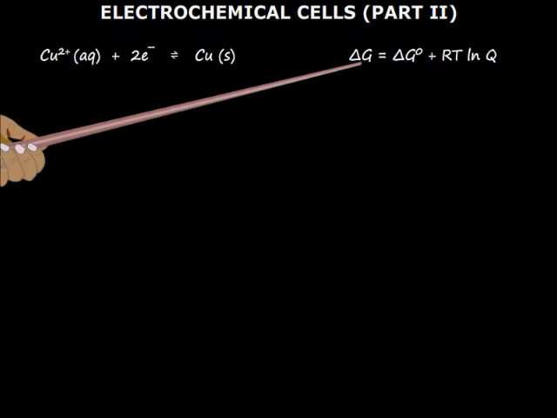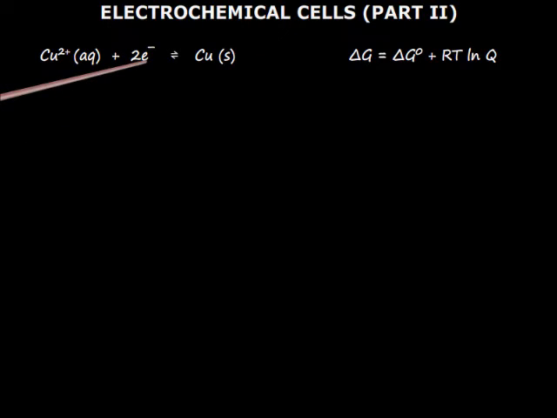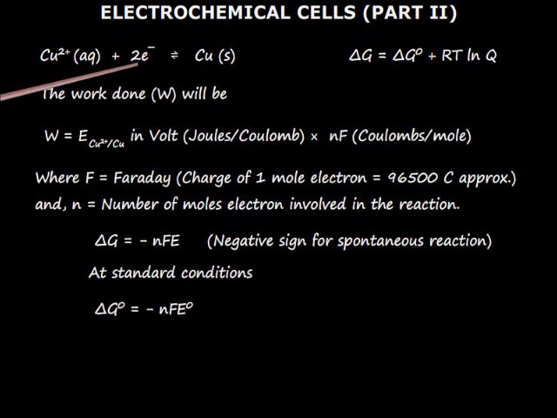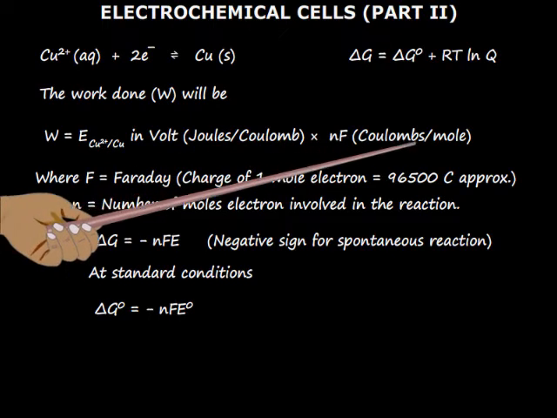Now this free energy of the reaction is responsible for electron charge flow in the half cell. For 1 mole of copper deposition, 2 moles of electronic charge flow is required. The work done will be equal to electrode potential in volt, which is joules per coulomb, multiplied by the charge flowing in coulombs per mole.